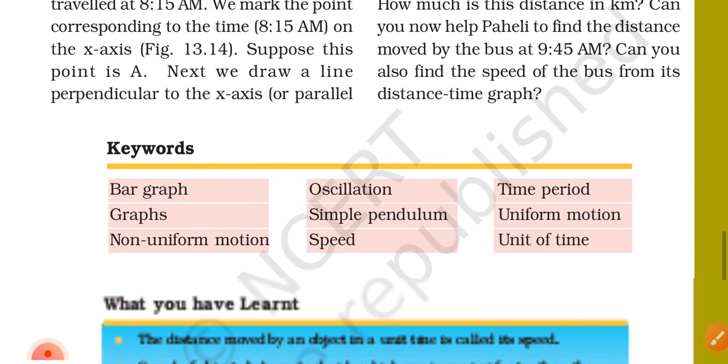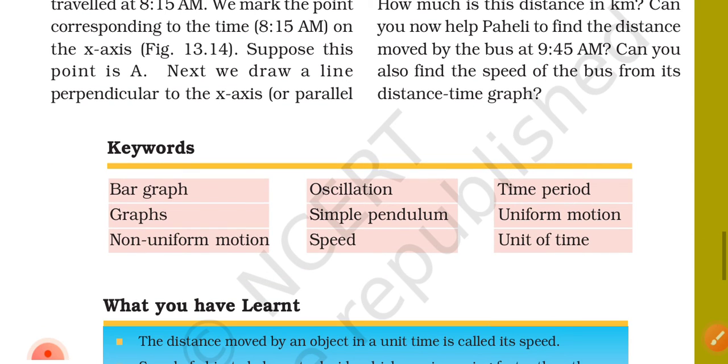Now keywords: bar graph, oscillation, time period graph, simple pendulum, uniform motion, non-uniform motion, speed and unit of time.